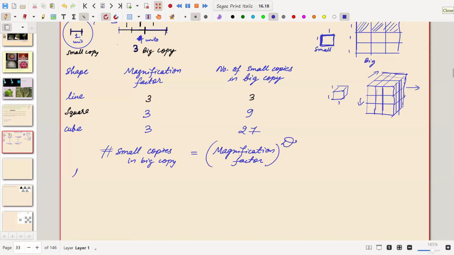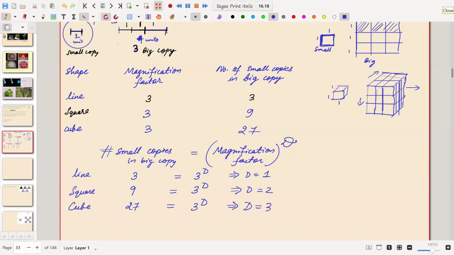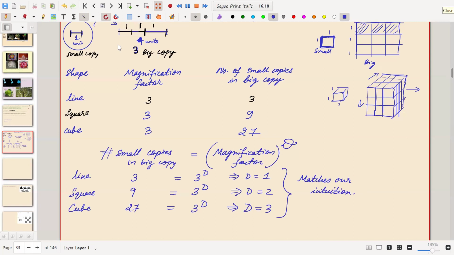So can you see, for the line, maybe the number of small copies is 3. Magnification factor is 3 to the power d. So what is d? 1. That is the line dimension. For a square, the number of small copies is 9. Magnification factor is still 3, 3 to the power d. So this implies the dimension is 2. Right? For the cube, the number of small copies, as you told, is 27. Right? That is equal to the magnification factor, which is still 3 to the power d. This implies d equals 3. So this matches our intuition also, right?